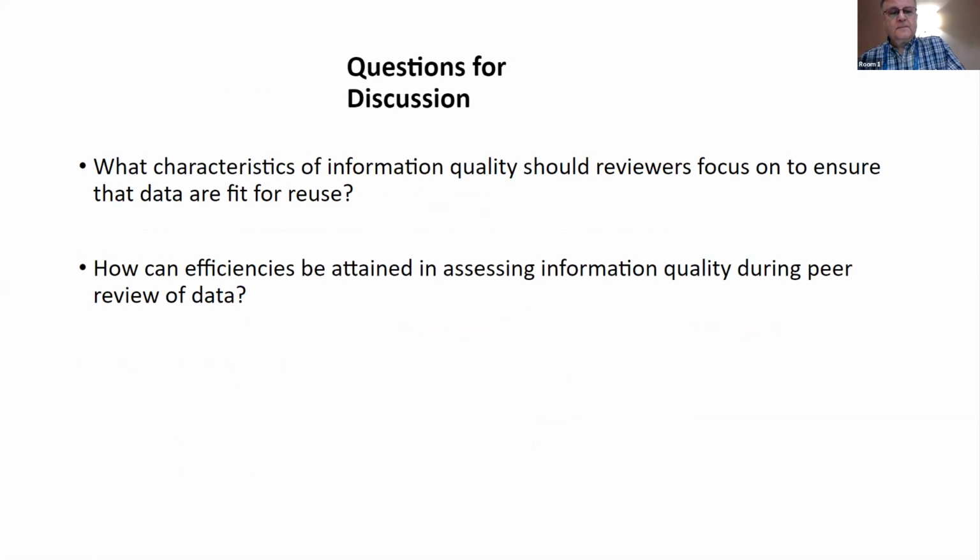And so some questions for us to think about might be, what characteristics of information quality should reviewers focus on to ensure that the data are fit for reuse? And how can efficiencies be further attained in assessing information quality during the peer review of data? Thank you very much.